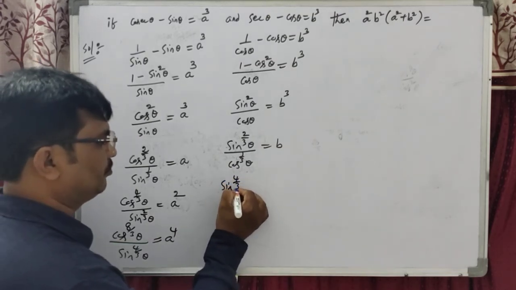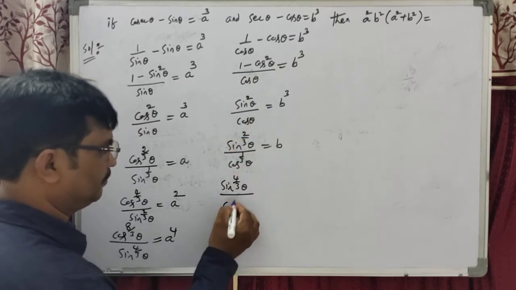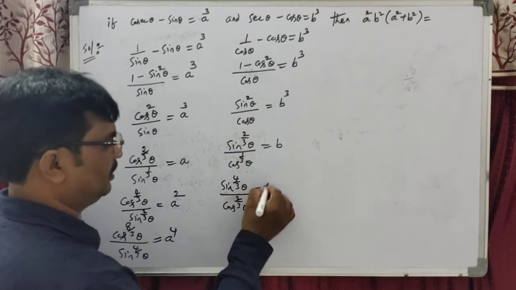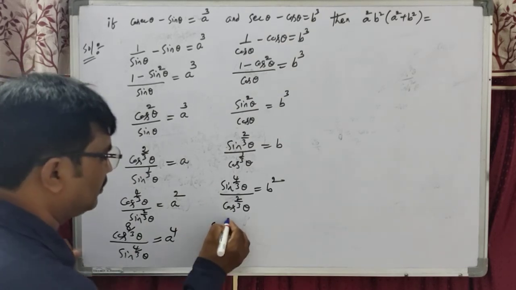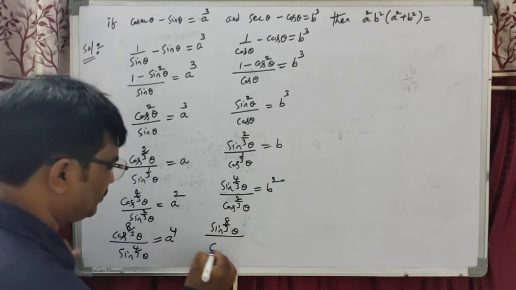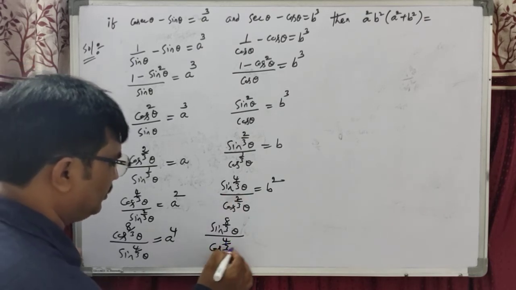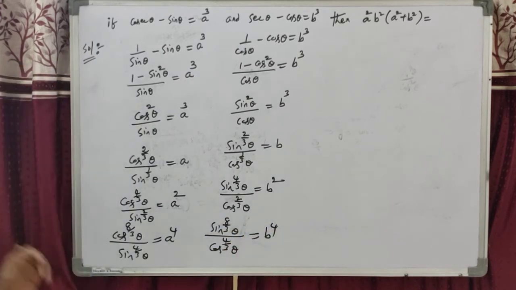Now squaring on both sides, dear students, this is sin power 4 by 3 theta over cos power 2 by 3 theta equal to b square. Now students, again squaring on both sides, sin power 8 by 3 theta over cos power 4 by 3 theta equal to b power 4.